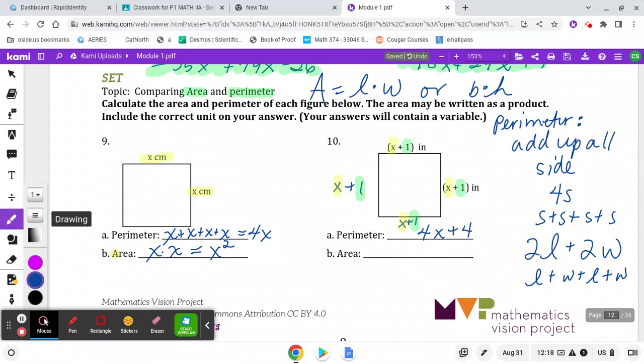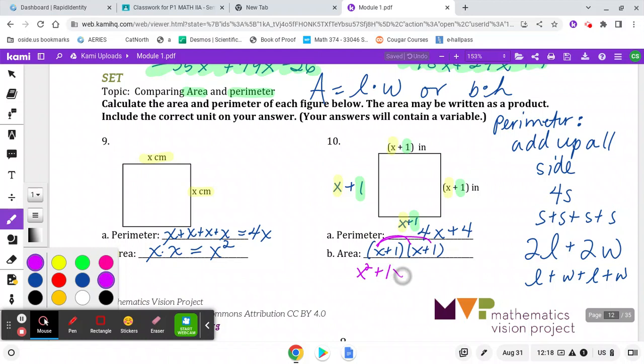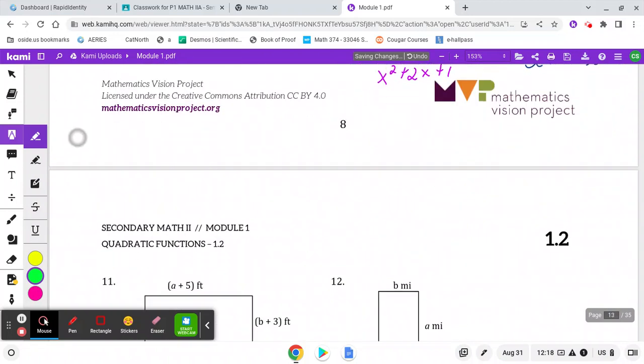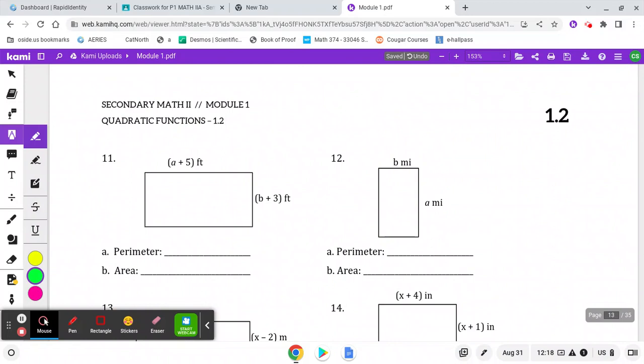Next is the area, x plus 1 times x plus 1. Now, if you already know how to FOIL this or distribute this, x times x is x squared, 1x plus 1x, plus 1. You can go further in this answer, but at this point, I'm still going to be teaching that to the class in case they haven't seen it, so you can actually just leave the answer like this for now. Okay? Pause the video, try these next ones.